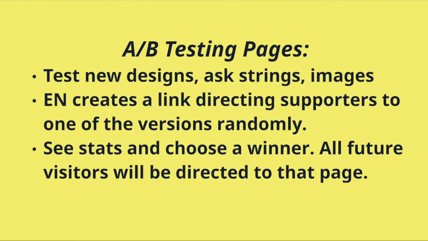Ian will create a link when you create a new A/B testing page, and that link can be shared with your supporters anywhere: on Facebook, on your website, in your emails. And Ian will randomly direct people to version A or version B so that you can see over time how these different versions are performing.